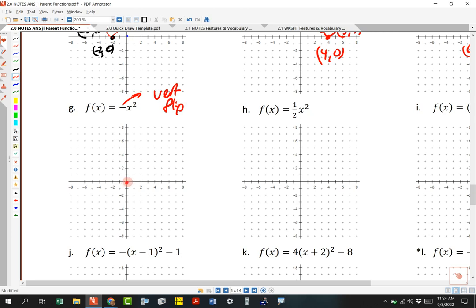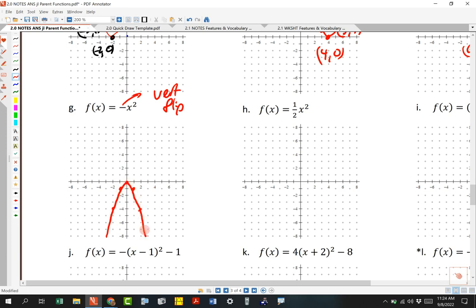So that doesn't change where the vertex is. The vertex is still at 0, 0. But what does change is instead of going to the right 1 and up 1 squared, we're going to go to the right 1 and down 1 squared. Right 2, down 2 squared. From the vertex, left 1, down 1 squared, left 2, down 2 squared, and it looks like this.